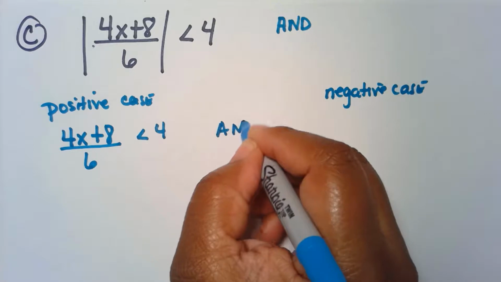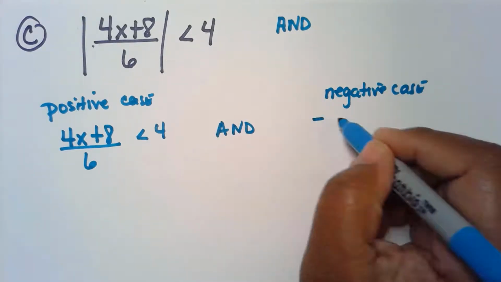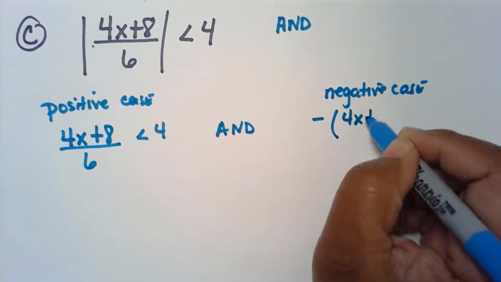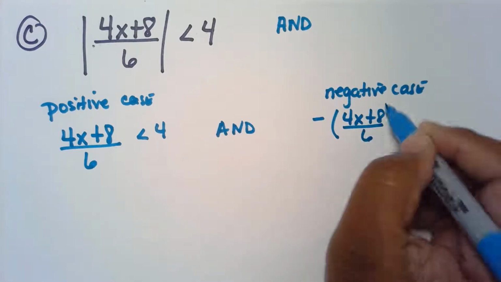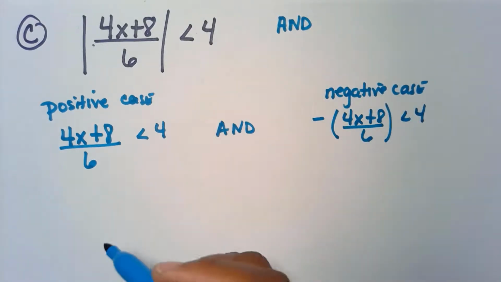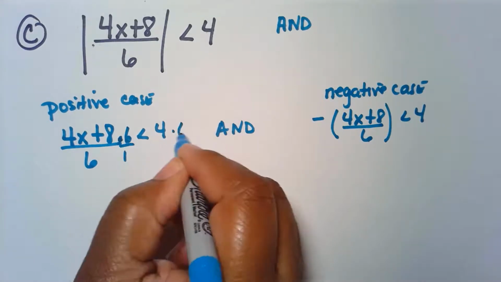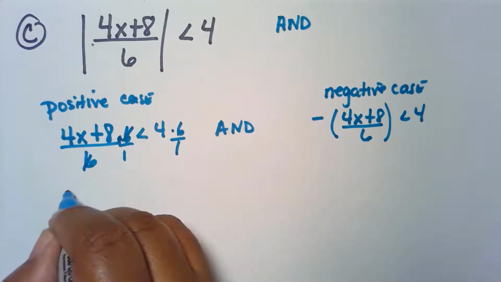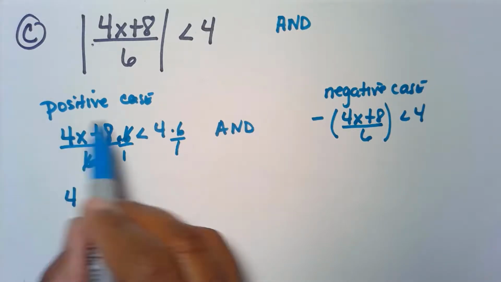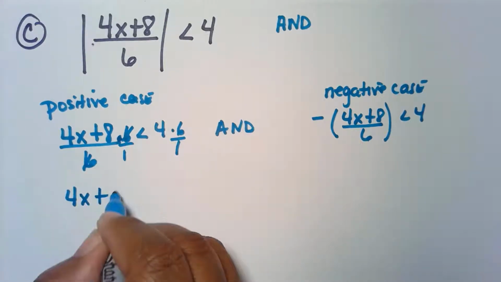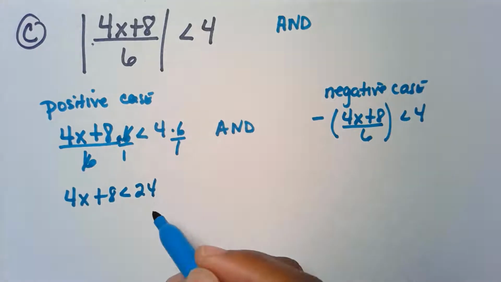Positive, we have 4x plus 8, drop the absolute value, over 6 is less than 4. And we have negative times 4x plus 8 over 6 is less than 4. So let's solve by multiplying 6 to both sides. We have the positive side, positive case, 4x plus 8 is less than 24.